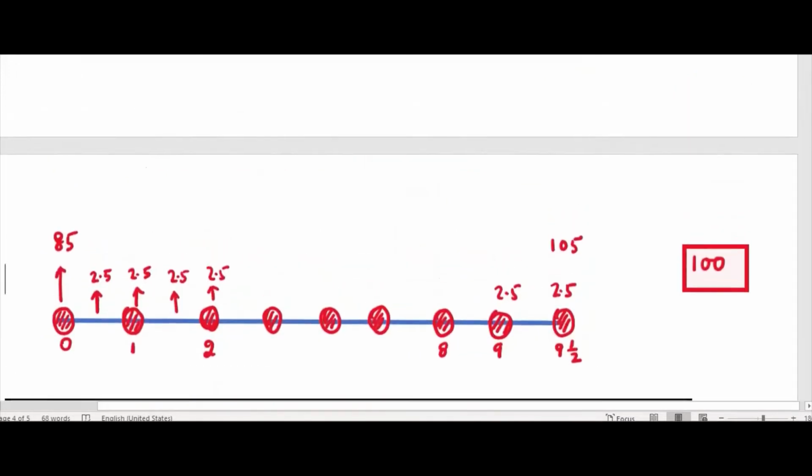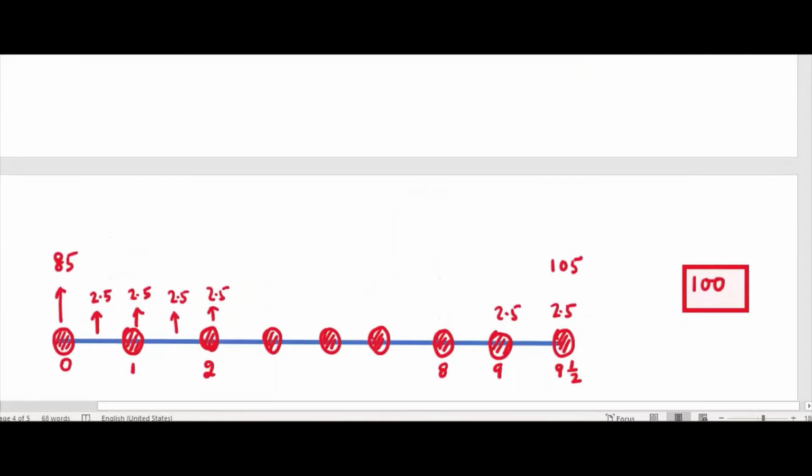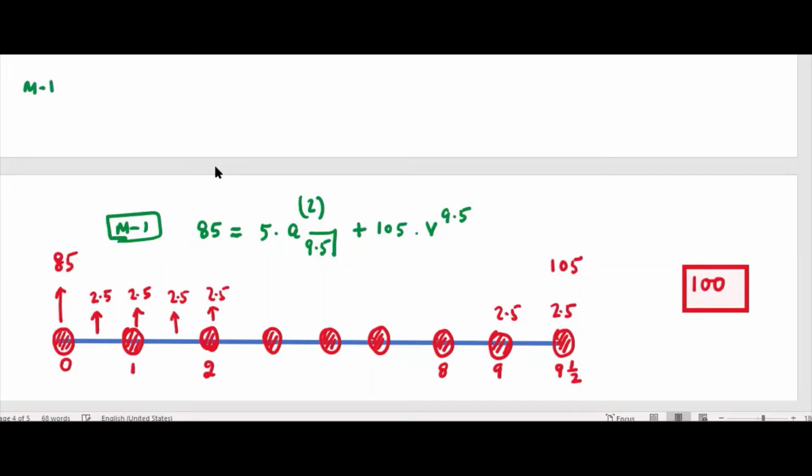Now, if you write the equation of value, it will be this: 85 is equal to, that is method 1 we say. This is method 2. In this chapter, we'll use method 2 frequently. However, let me write once again because annuities will come time and again. You write 2.5, 9.5 years, so 19 periods are there. We have taken the period as half year. And then you will have 105, v to the power 19.